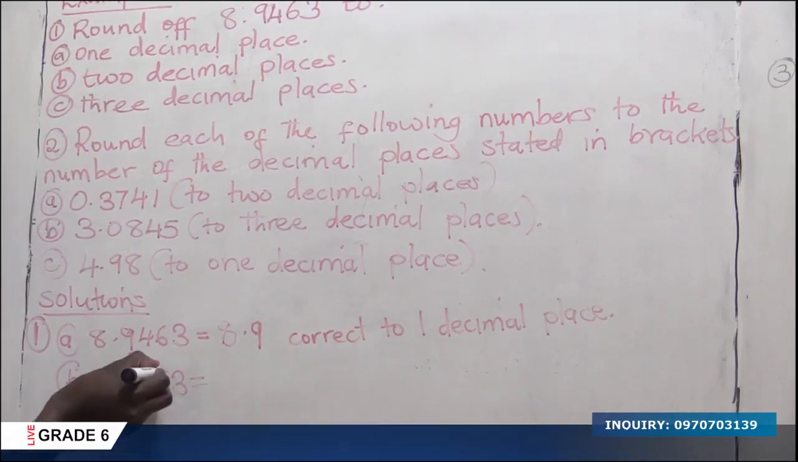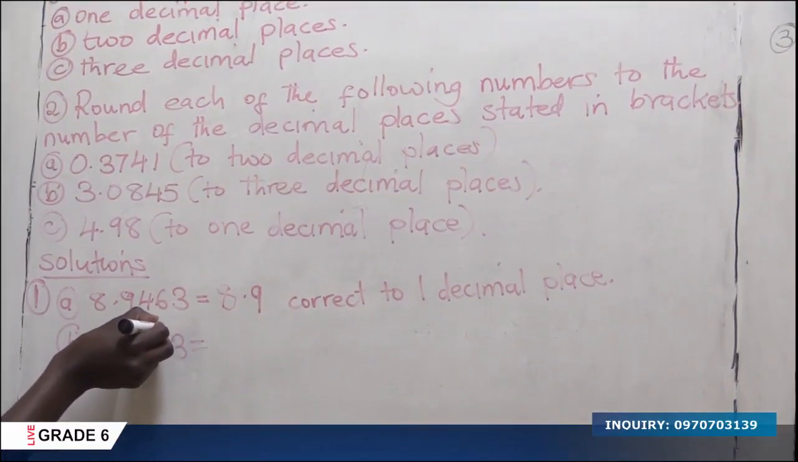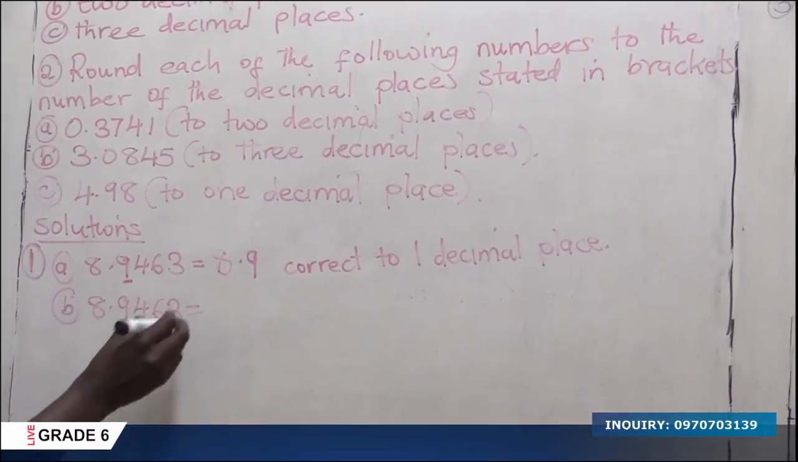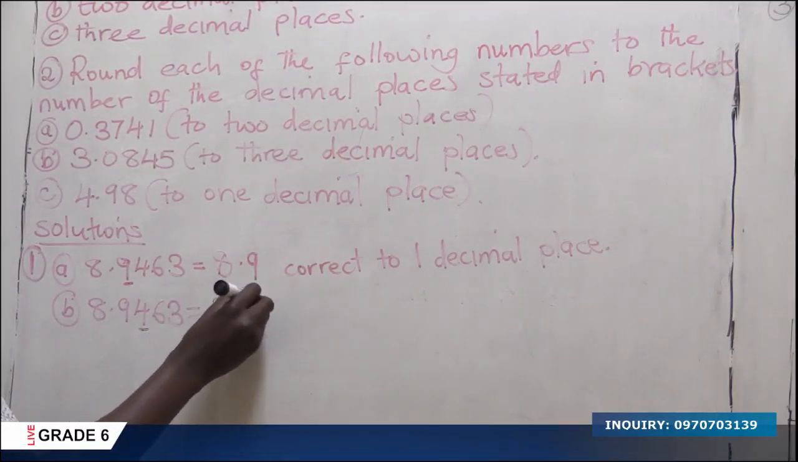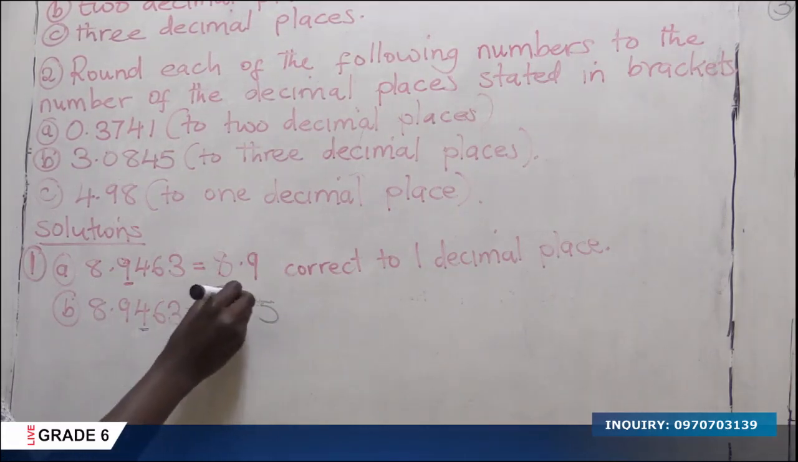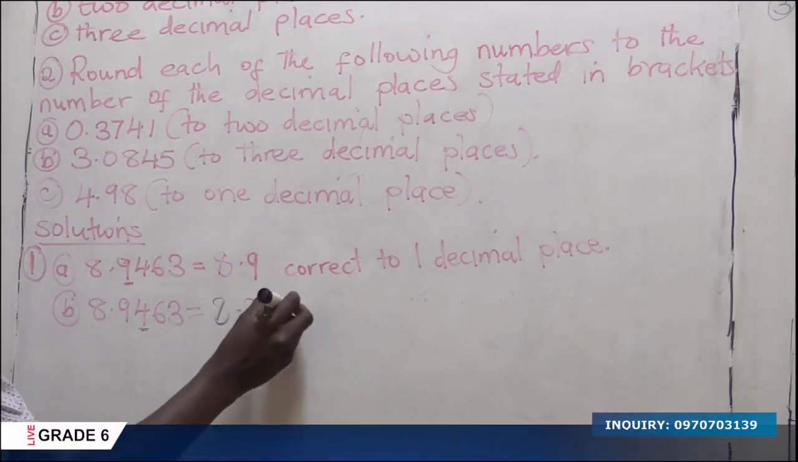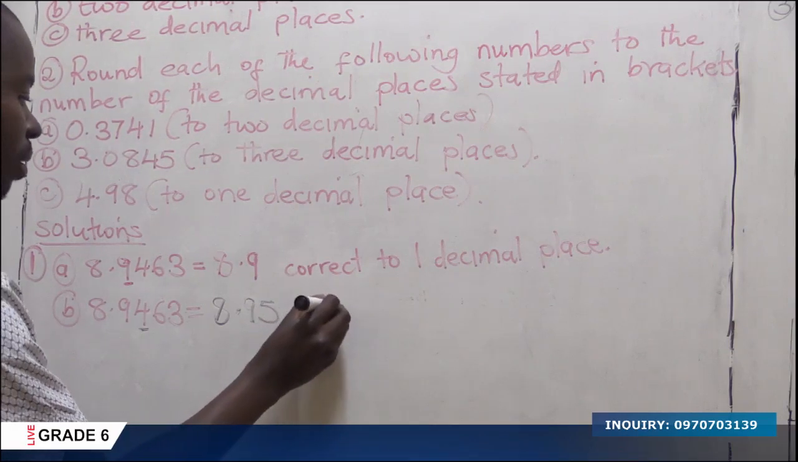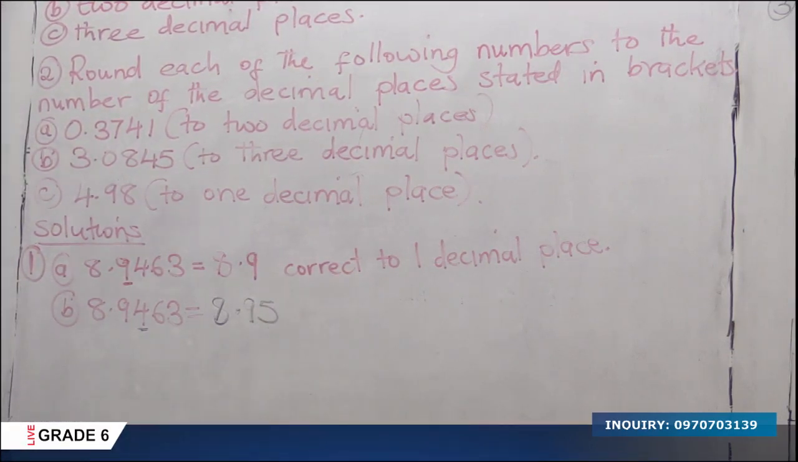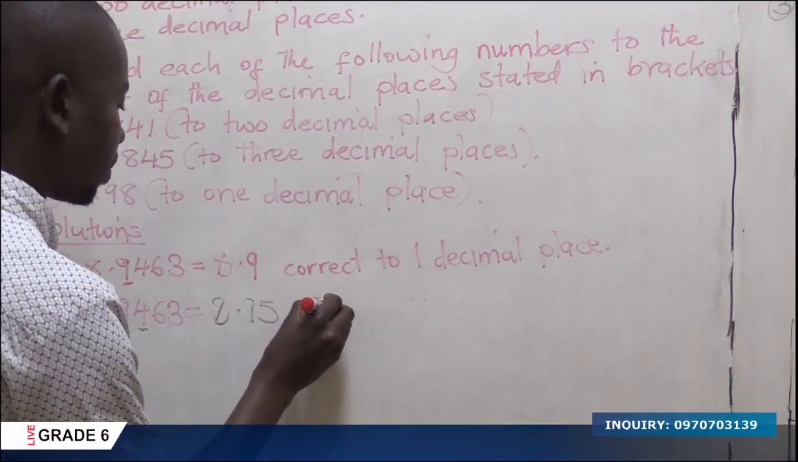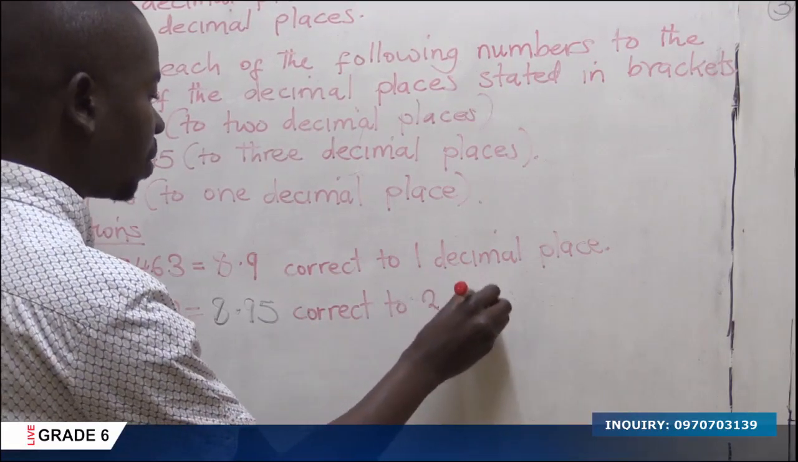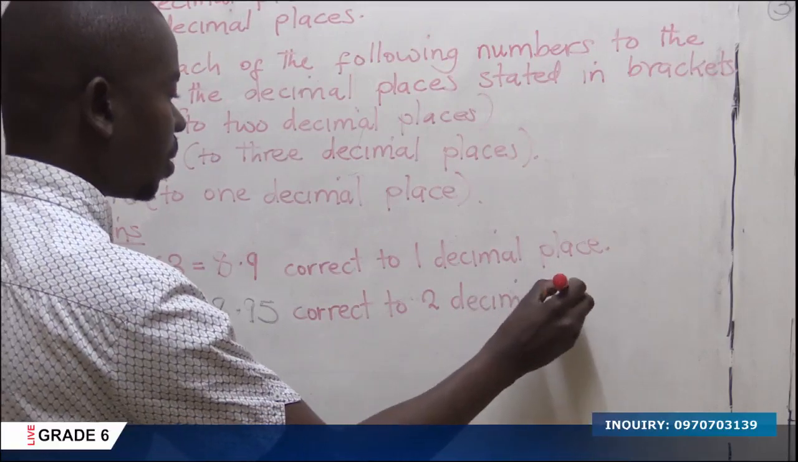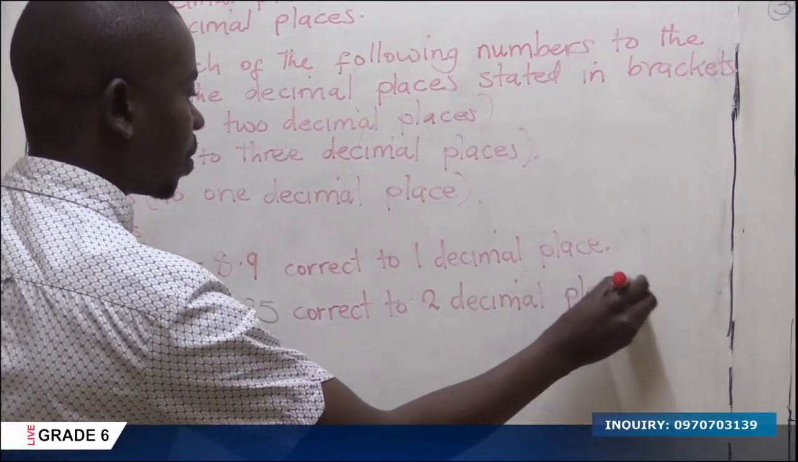So if you round off, meaning that we are going to get 1 from 6, we'll put it on 4, it will become 5. So it will be 8.95. Okay, it will be 8.95. Correct to 2 decimal places.